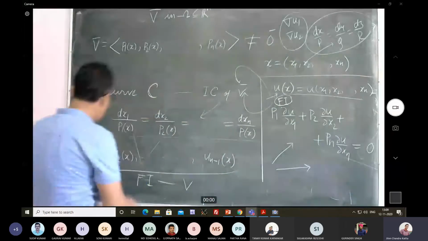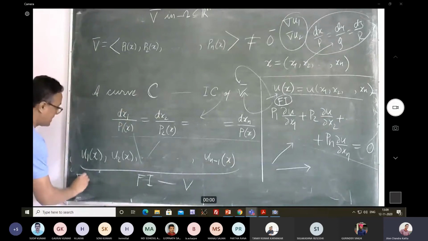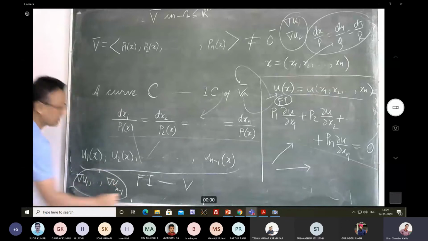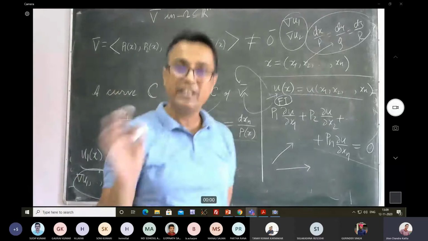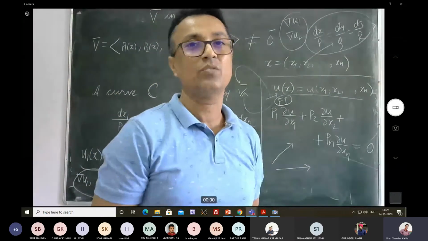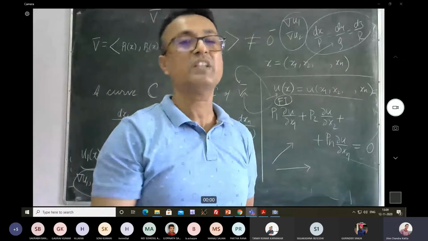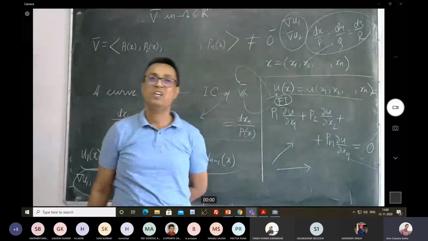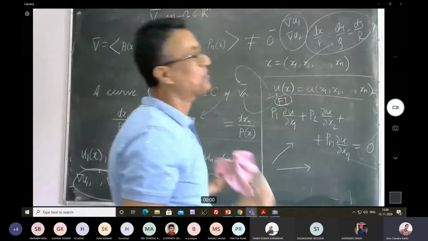Now, each of those n first integrals are functions of n variables. I can get gradient vectors grad u1 up to grad u n minus 1. If these vectors are linearly independent, then we are definitely going to get an integral curve C for the vector field V in Rn. Is it clear now? So that is what it is.